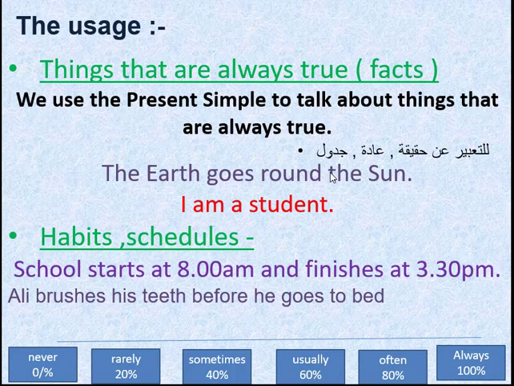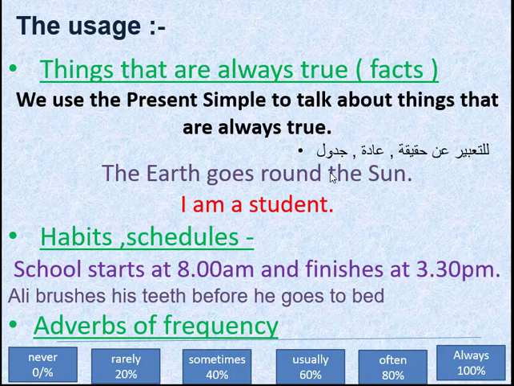And also we use the present simple with adverbs of frequency. Adverbs of frequency are adverbs that describe how often the action takes place, like never, rarely, sometimes, usually, often, always. We use the present simple with all adverbs of frequency.